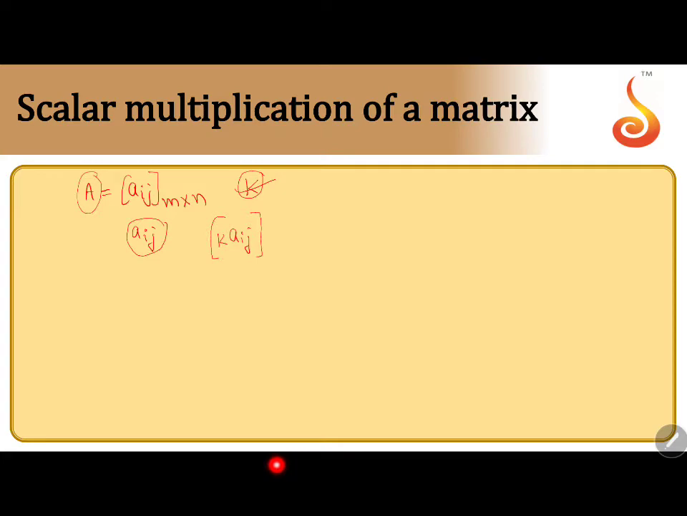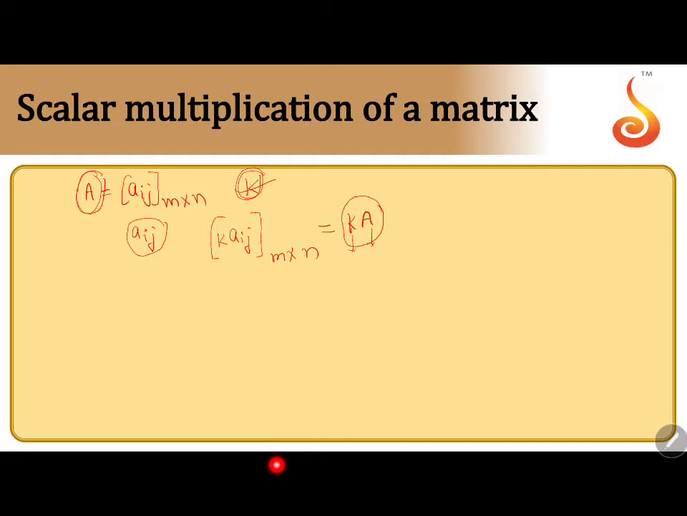Now this is also a matrix, of the same order m by n. This matrix is k times A. How did we get this? We have multiplied the matrix A by the scalar k. So k times A, where k is a scalar and A is a matrix. That's why this is scalar multiplication of a matrix, multiplying a matrix by a scalar.